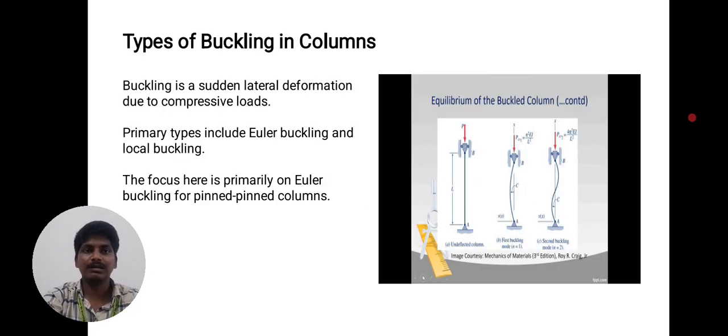Types of buckling in columns. Buckling is a sudden lateral deformation due to compressive loads. Primary types include Euler buckling and local buckling. The focus is primarily on Euler buckling in pinned columns.